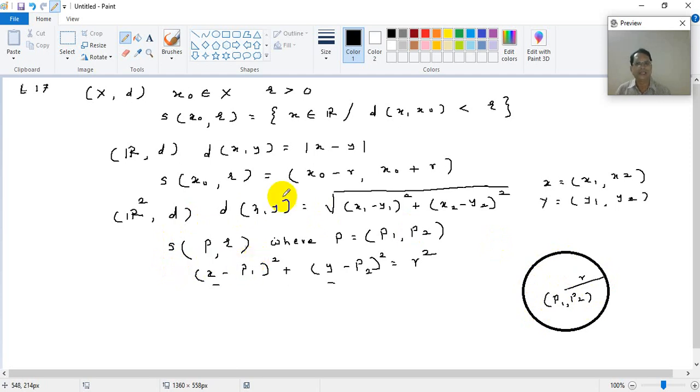But you know that these are not the only two metrics. On R2 itself we can define others, and we have defined metrics on lots of sets: sequences, sets of sequences, sets of continuous functions. The discrete metric space is also there. So what will be the nature of open spheres? How will the open sphere look? That we will try to work out in this lecture. So we begin with the metric.